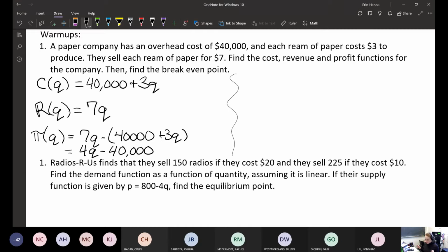Cool. So remember, for the break-even point, you either set the profit equal to 0 or revenue equal to cost. Since we have the profit function, that's usually my preference if I have it.